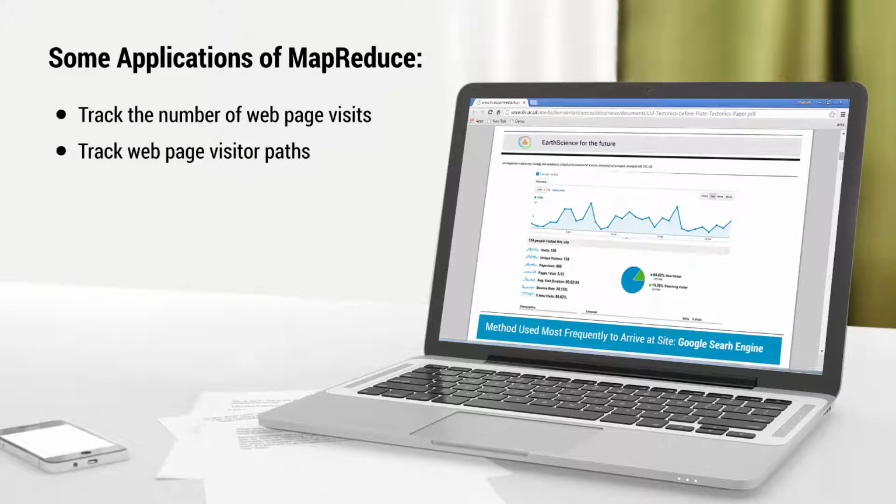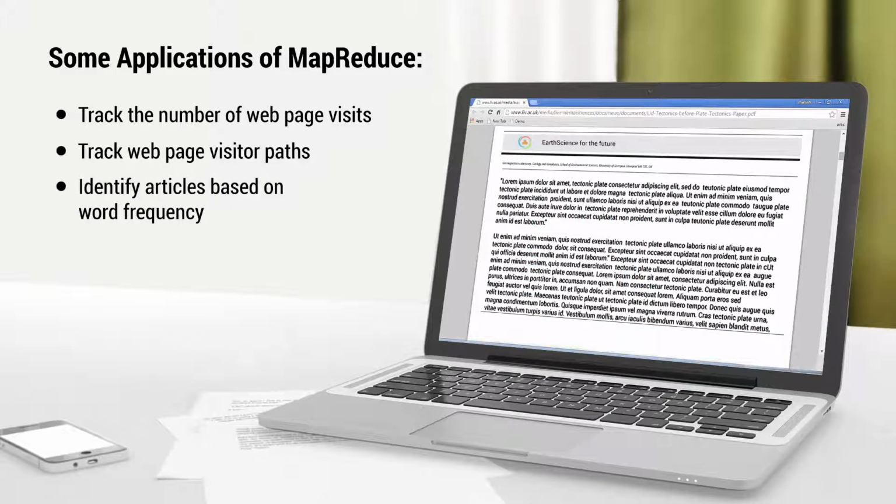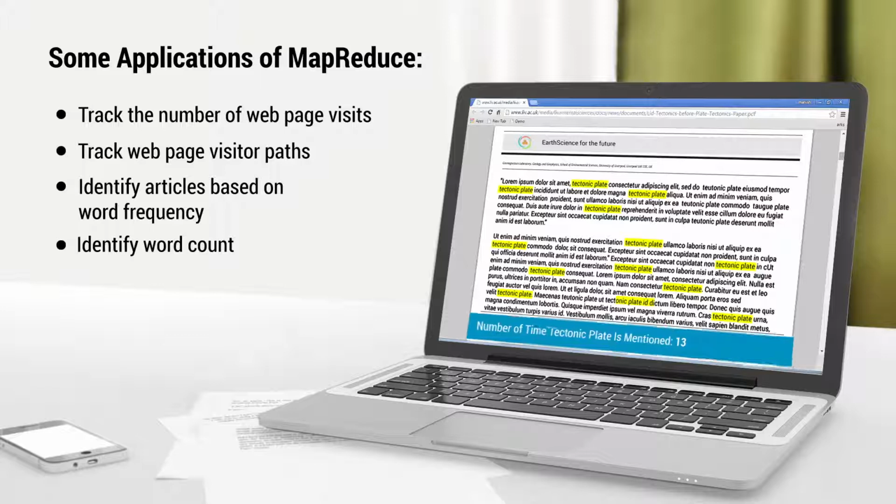Second, MapReduce can also be used to track how visitors arrive at a particular website or the path taken by the visitor. Third, it can be used to locate articles containing a particular word that has been mentioned a certain number of times. For instance, it can be used to locate only those articles that mention the word tectonic plate more than 10 times. Lastly, another application for MapReduce is locating the number of times a particular word is mentioned, like finding the number of times celebrities talk about a current bestseller, for instance.